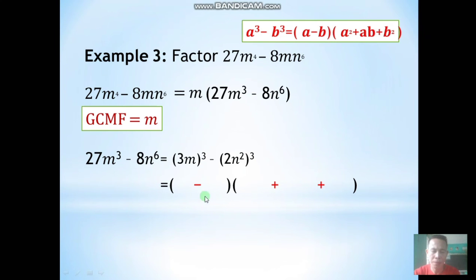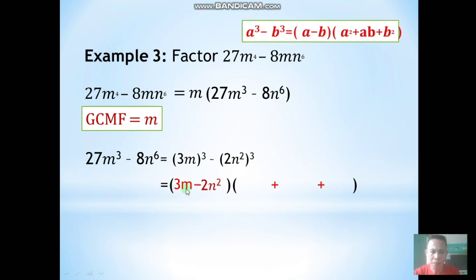Alright? Then, obtain first the binomial factor. How to get this? Again, subtract the base of the first term by the base of the second term. So, this is the base of the first term, 3m, minus the base of the second term, 2n squared. Alright. So, this is now the binomial factor. And how to obtain the trinomial factor? Of course, we need to determine first the first term.